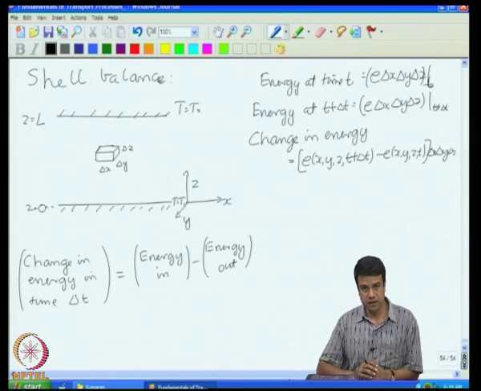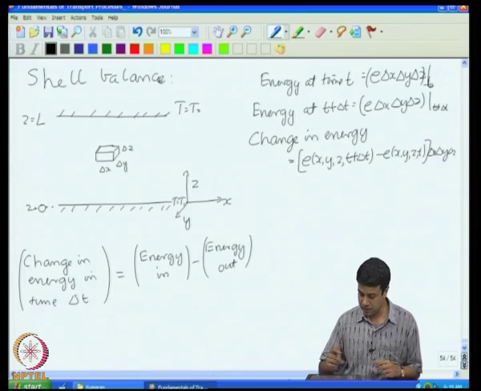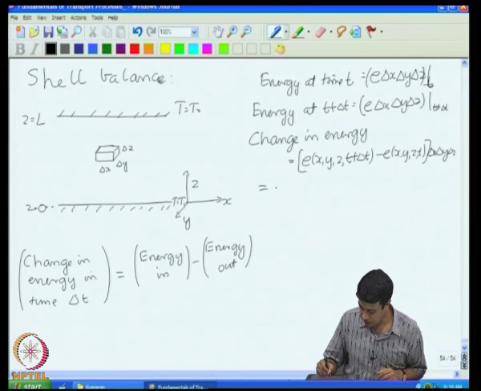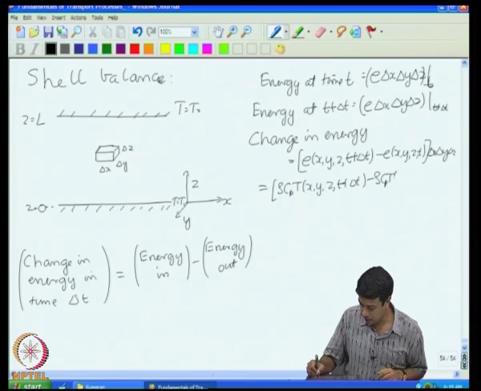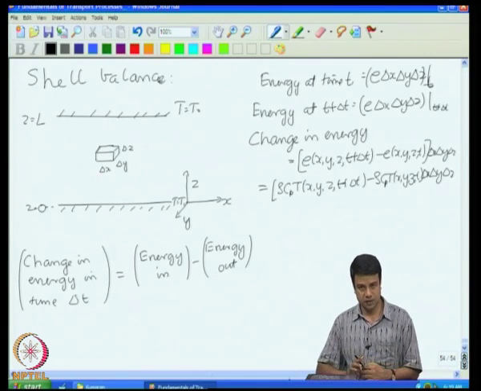This specific energy, I can also write it as the density times the specific heat times temperature. So, this can also be written as rho Cp times T at x, y, z, t plus delta t minus rho Cp T at x, y, z, t, times delta x, delta y, delta z. So, that is a change in energy within this differential volume.